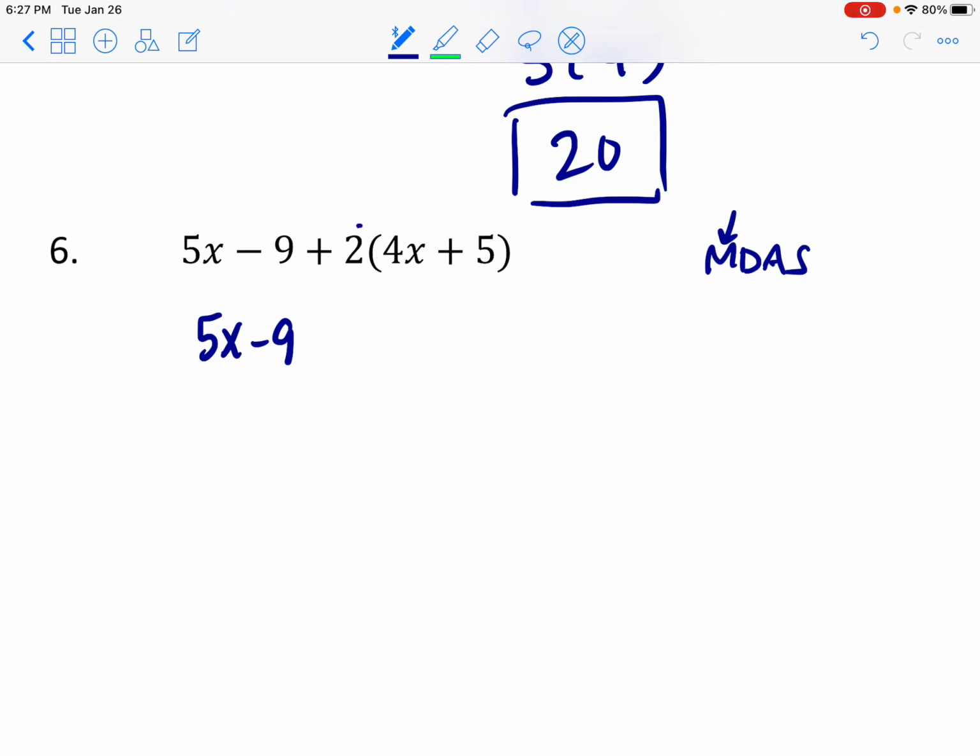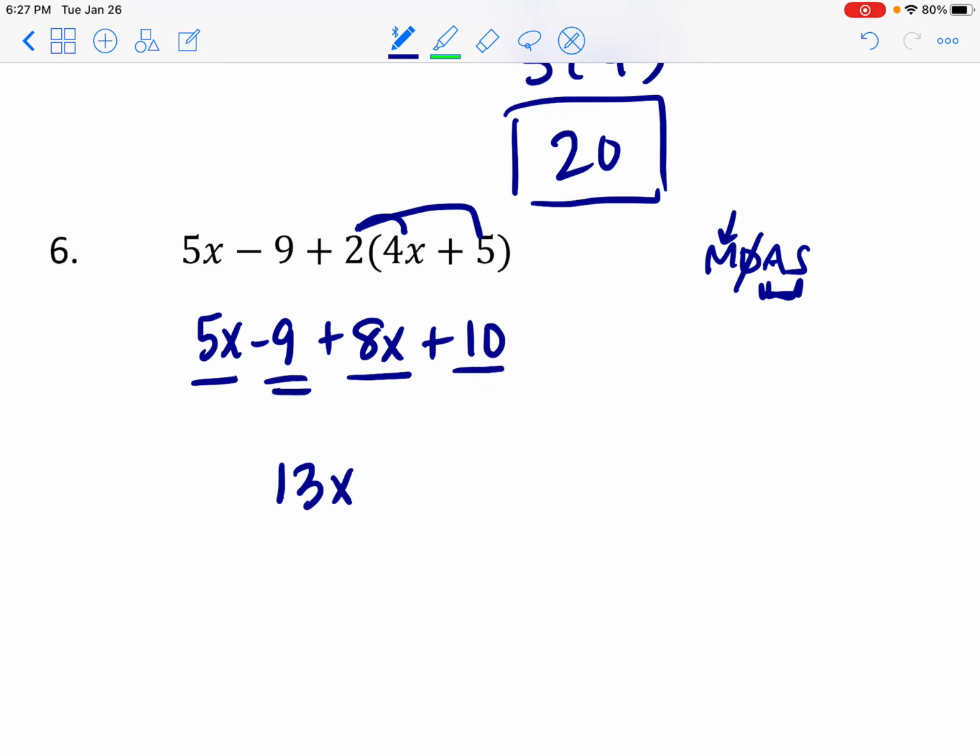In this case, it's distribution. So 2 times 4x makes 8x, and then 2 times 5 makes 10. And now we don't have any division, we can do our addition and subtraction. Remember, this has to be like terms. So I can go ahead and put together the 5x and the 8x, that makes 13x, and the negative 9 and the positive 10, which makes a positive 1. And that's going to be my simplified expression.